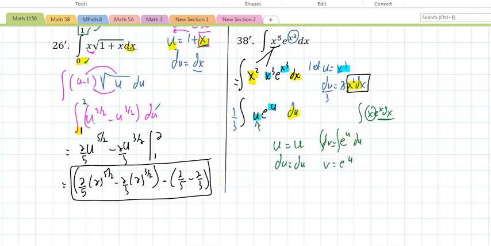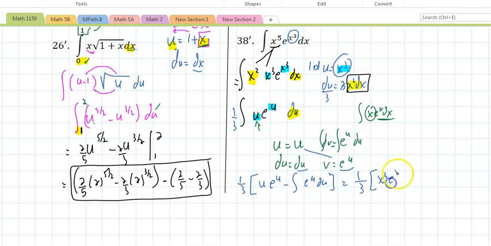And this is going to be 1/3 times u times v minus the integral of v du. And that's going to be 1/3. And what was u? U was my x cubed right there. So that's going to be x cubed e to the x cubed minus, and isn't the integral of e to the u e to the u? And don't forget the plus c. And that would be my final answer.